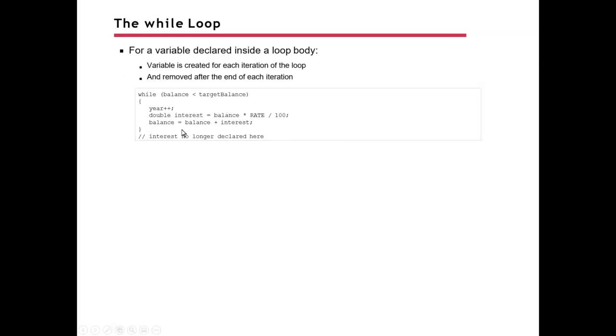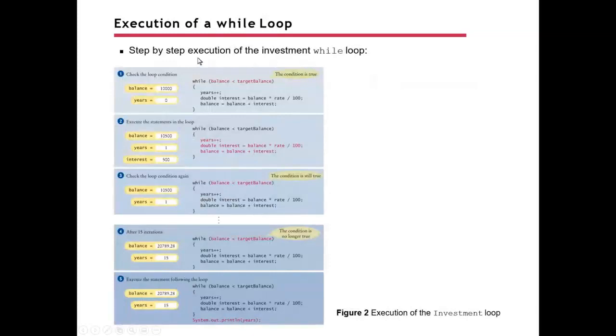If you declare a variable in the loop, it is created each iteration, and it doesn't exist outside the loop, so you have to be careful about that. If you use interest out here, you're going to get an error. That doesn't hold true in languages like JavaScript, where it actually only has limited scoping.